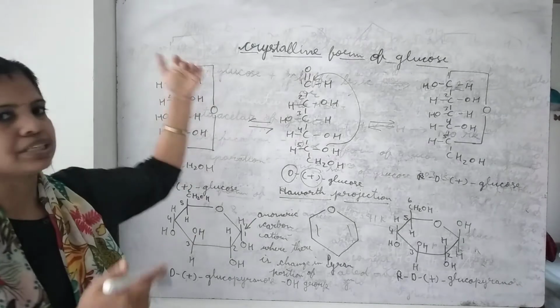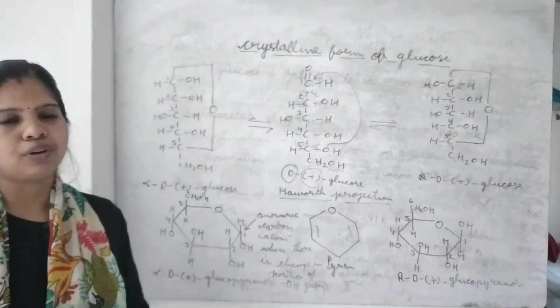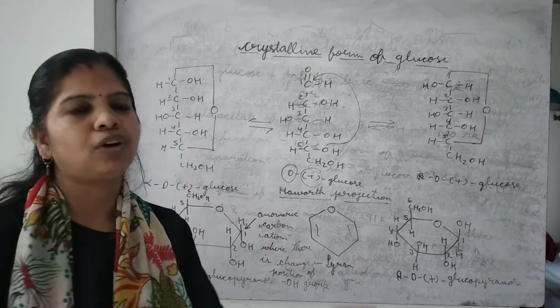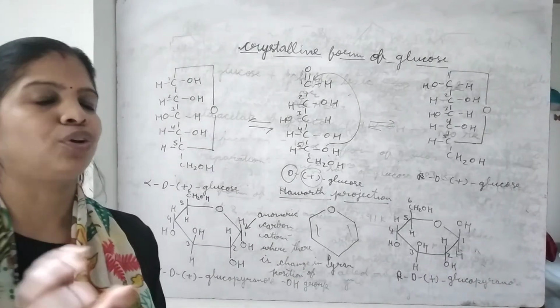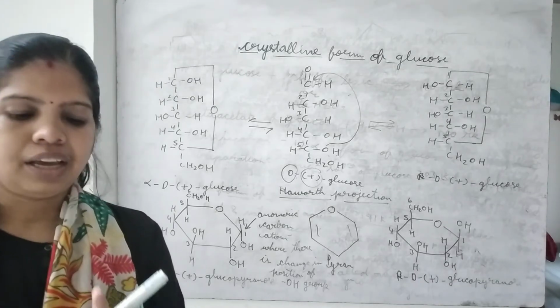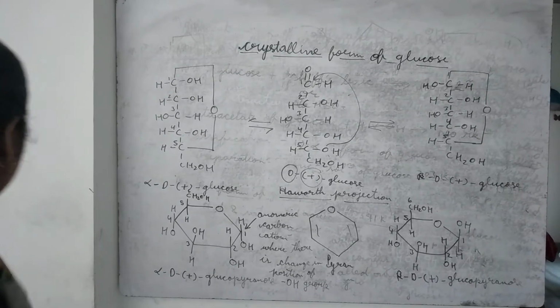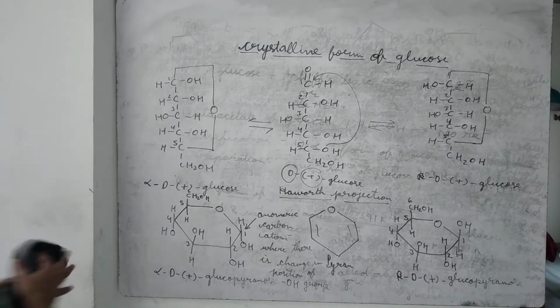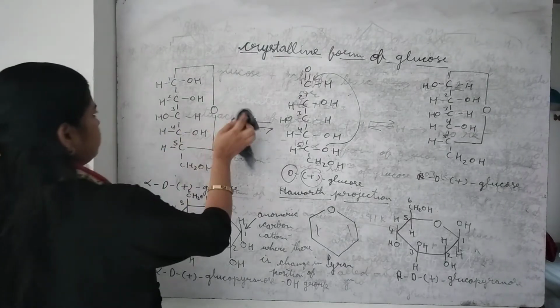So this was about glucose. This was the whole story of glucose. Now we will move ahead. We'll study the story of fructose. That means there is only Fischer projection and Haworth projection. So next topic is fructose.